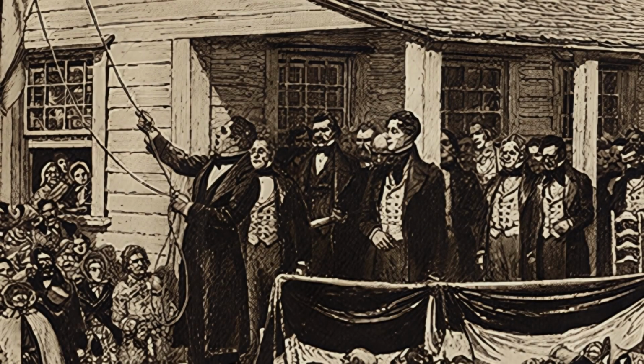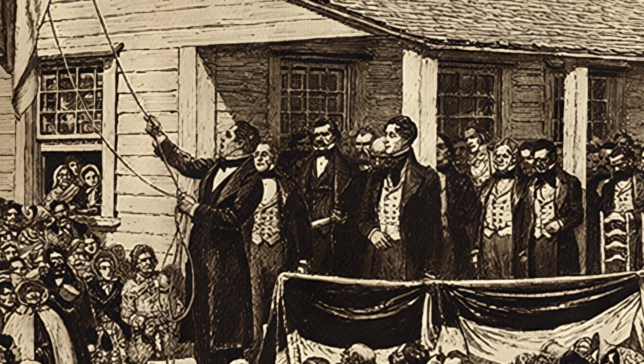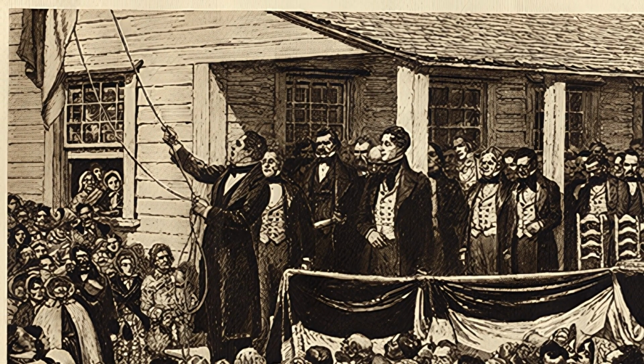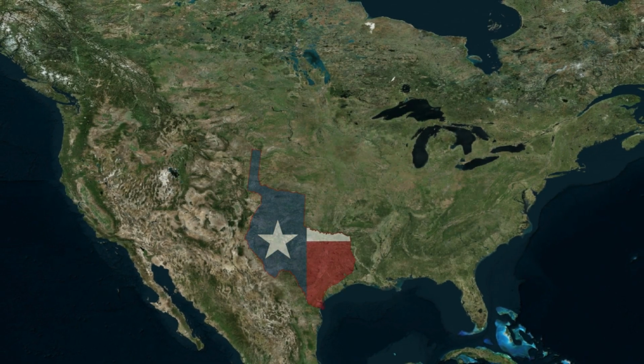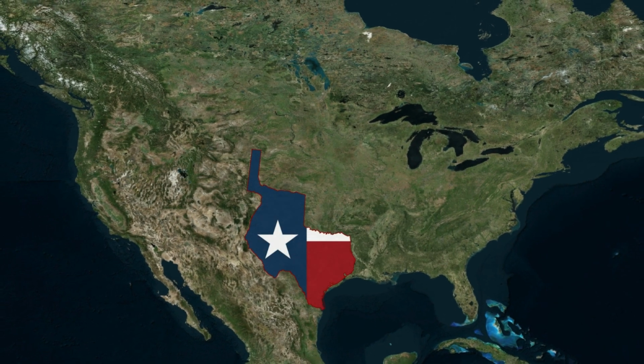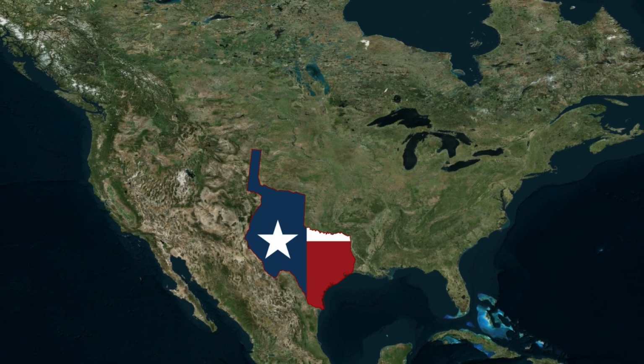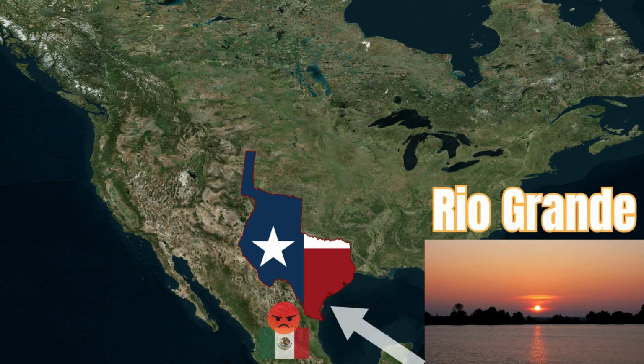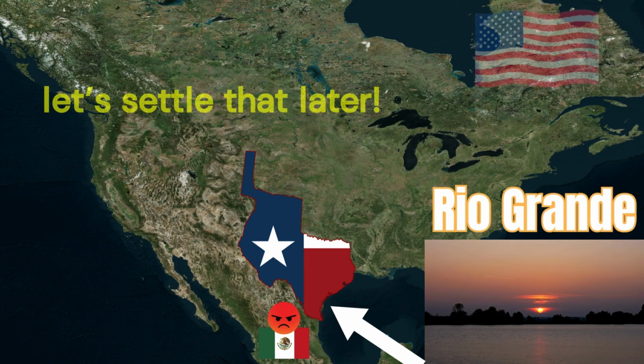Now here's where things get really interesting. You might think that after Texas joined the US, everything would be smooth sailing. But there was one big issue. Texas didn't come in as a simple state. It came with a huge claim to land. You see, Texas claimed land all the way to the Rio Grande, which was disputed by Mexico. But the US was like, sure, let's settle that later.